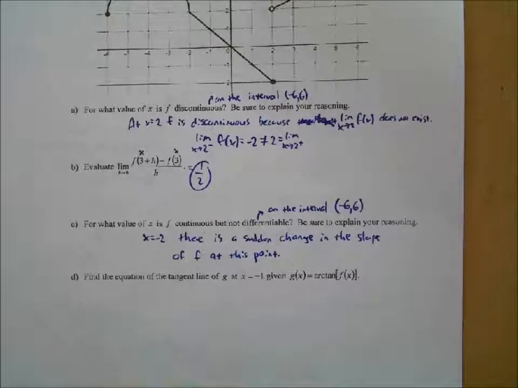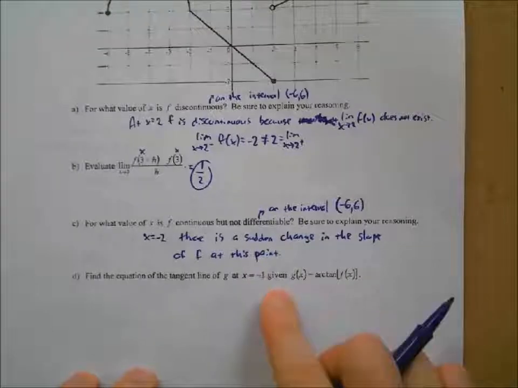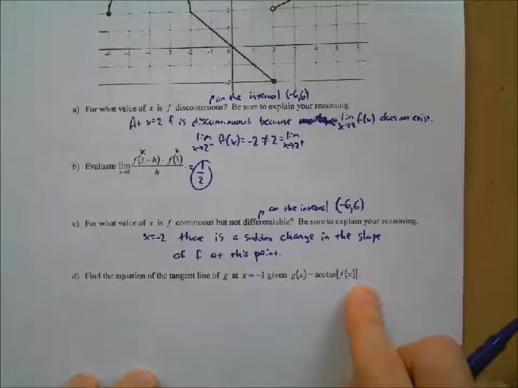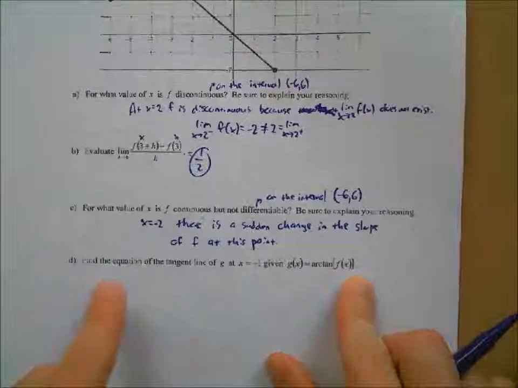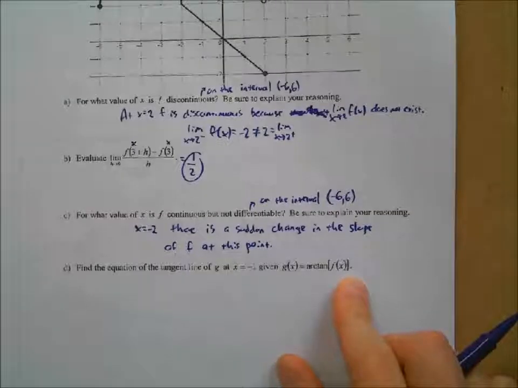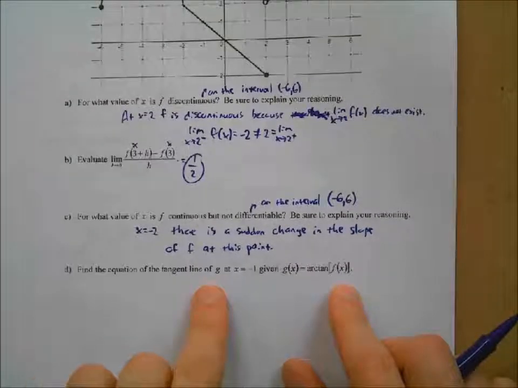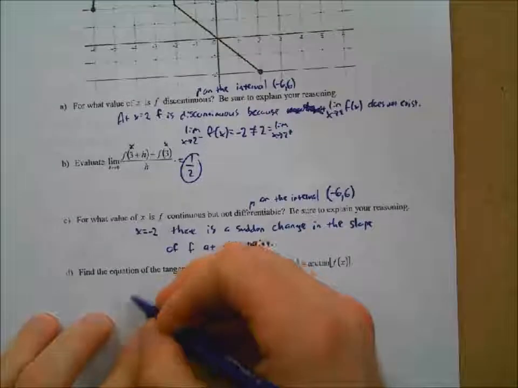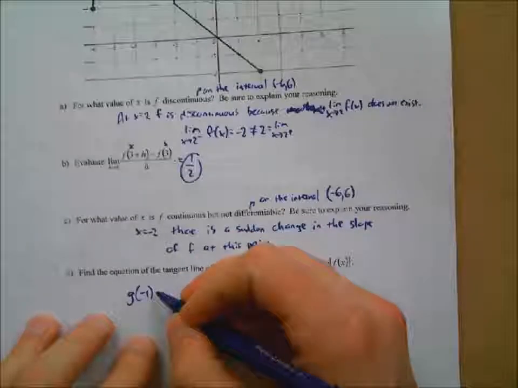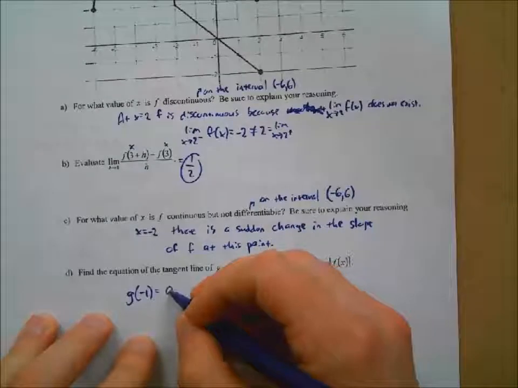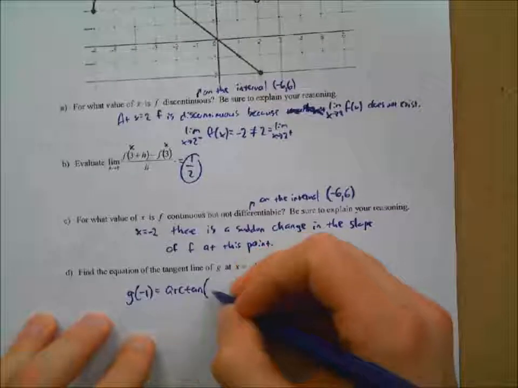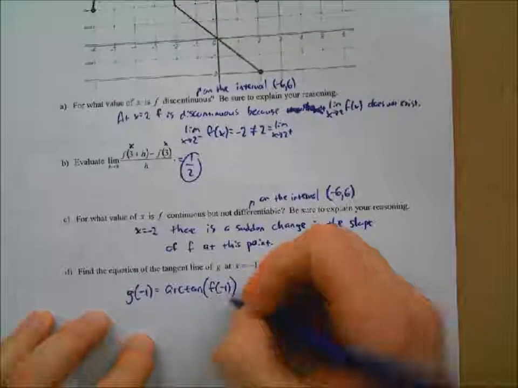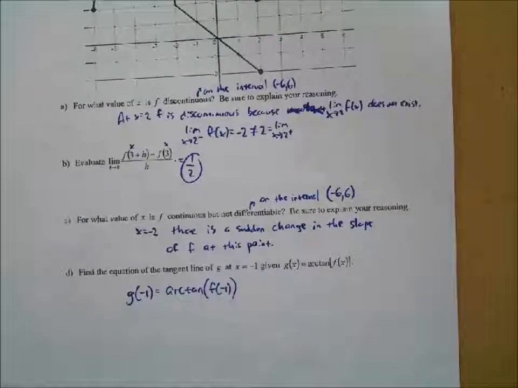All right, and then lastly here, we're going to write the equation of the tangent line of g at x equals -1, given that g of x equals the arctangent of f of x. So this is just like we did before. Equation of a tangent line, we need a point and we need a slope. To find our point for g, we're going to plug that -1 into g. So it's g of -1, which is equal to the arctangent of f of -1.